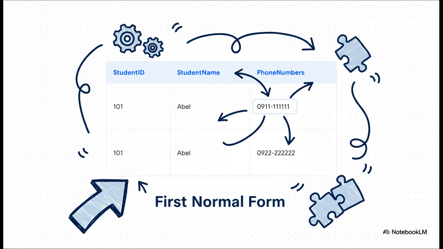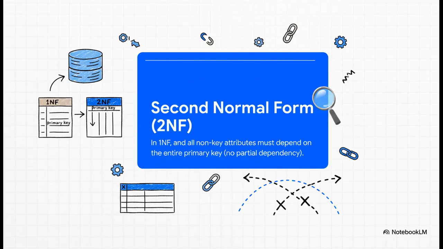We create a new row for each individual phone number. Now, every single cell has one and only one atomic value. Sure, the table is a little bit longer, but now it's clean, organized, and actually usable. Our table is officially in first normal form. Simple enough, right?